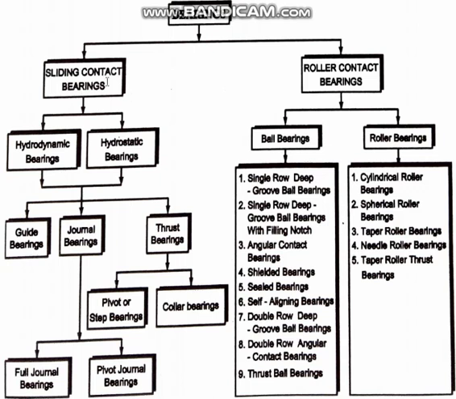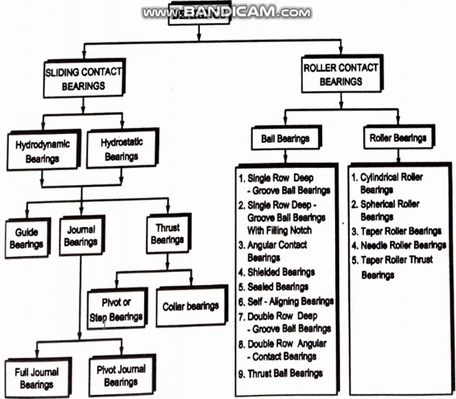Okay, sliding contact bearing. In the sliding contact bearing, further, there are two types: hydrodynamic bearings and hydrostatic bearings. Okay, this is one way of classifying the sliding contact bearing. And the sliding contact bearings can also be classified as guide bearings, journal bearings, thrust bearings. Journal bearings, further classification: full journal bearing, pivot journal bearing.